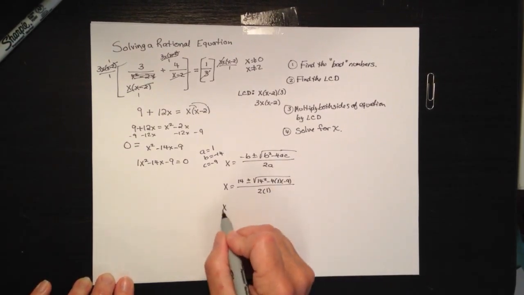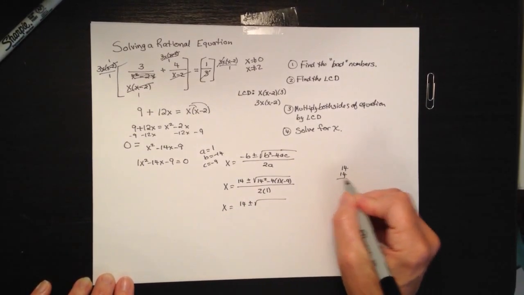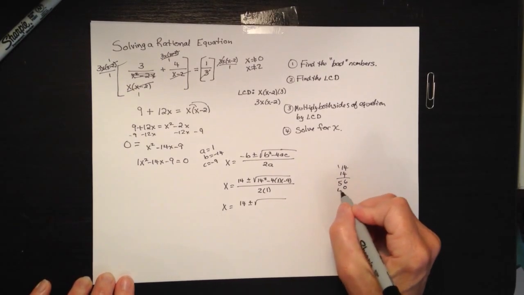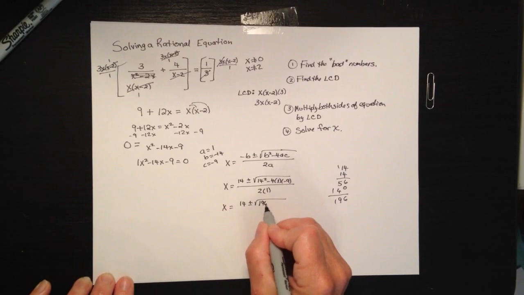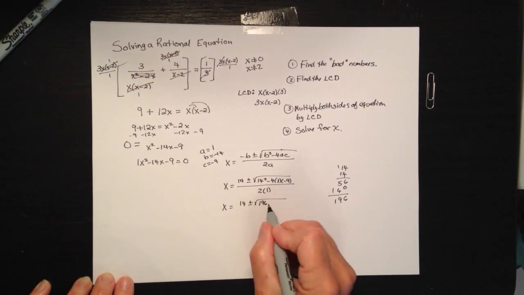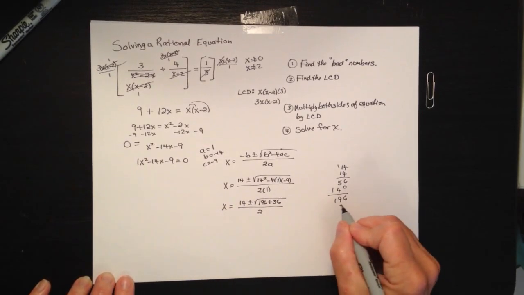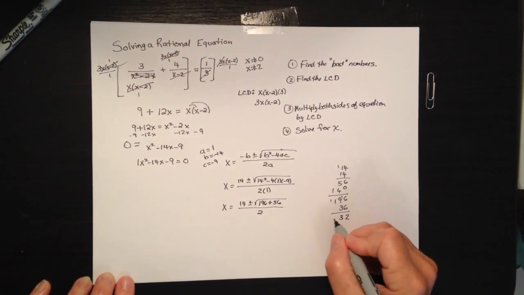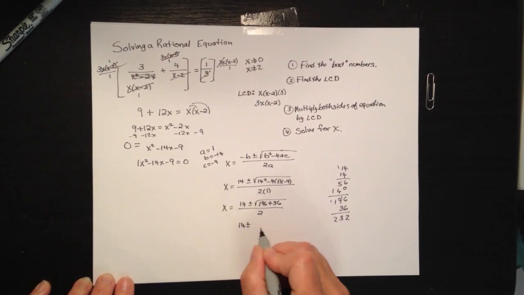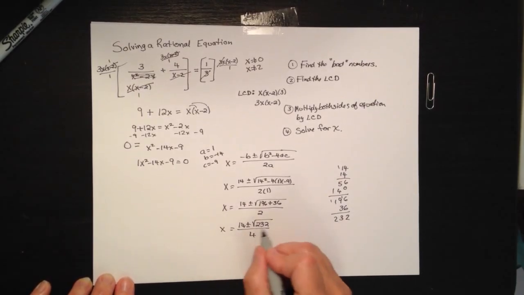All right, x is equal to 14 plus or minus the square root. 14 times 14, I don't have my calculator handy, so 4 times 4 is 16, 4, 1, 6, 196. And this is 4 times 1 times negative 9, which is plus 36, all over 2. So 196 plus 36 is 232. Okay, I am going to have to get my calculator out so I can see if I can reduce that.